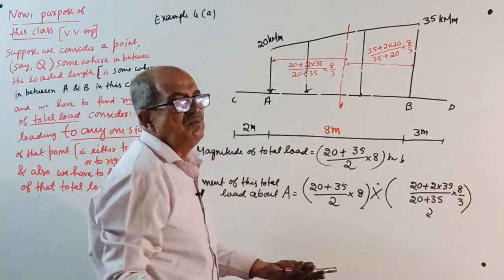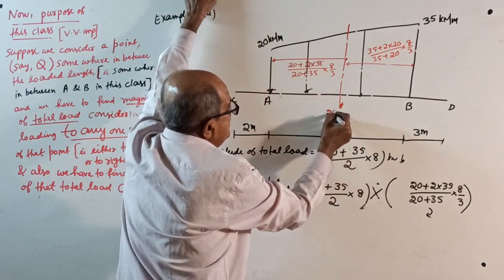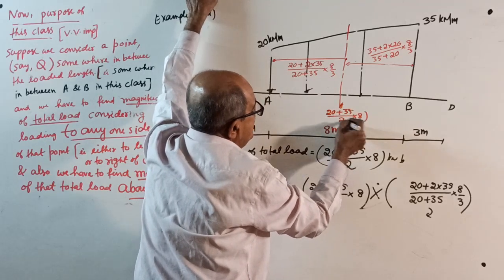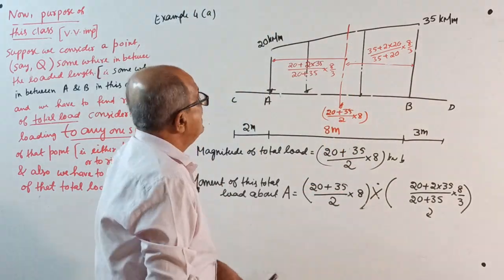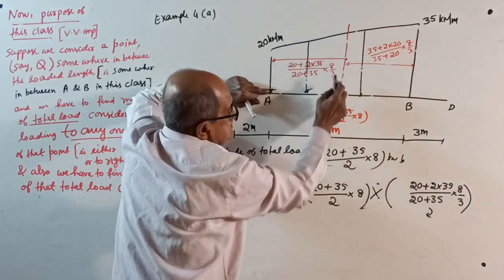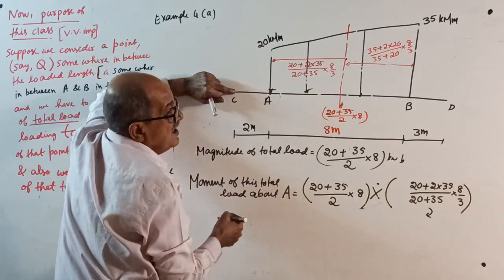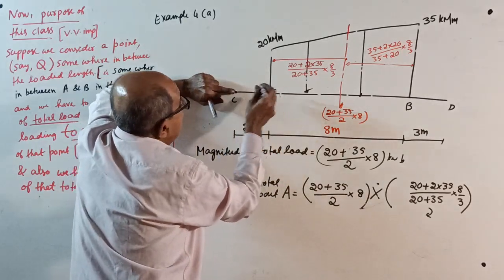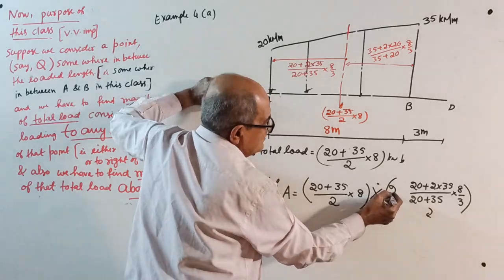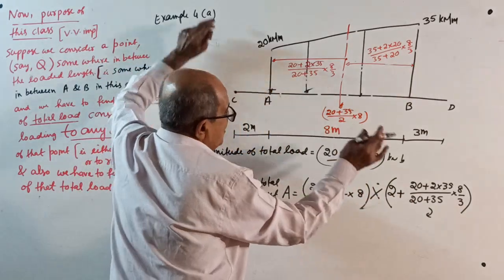Okay, now everything is over. Total load magnitude, how much? 20 plus 35 divided by 2 into 8 is the total load. I wrote here. Line of action, I already told you. Moment about A: the total load into this distance. See, written here, clockwise. After A, I will do one thing now. I will first go to C because it is easy for me. If I go to C, total load into 2 plus that distance. See, that's why I want C. Over. Again clockwise.